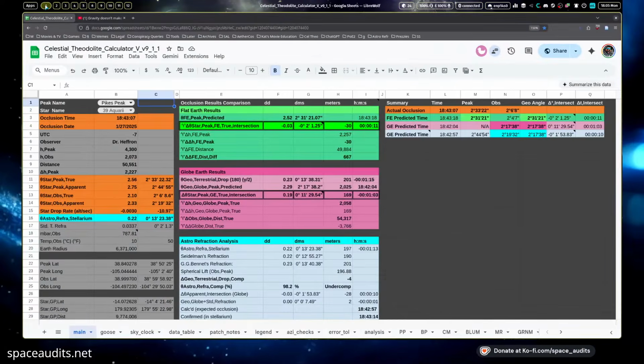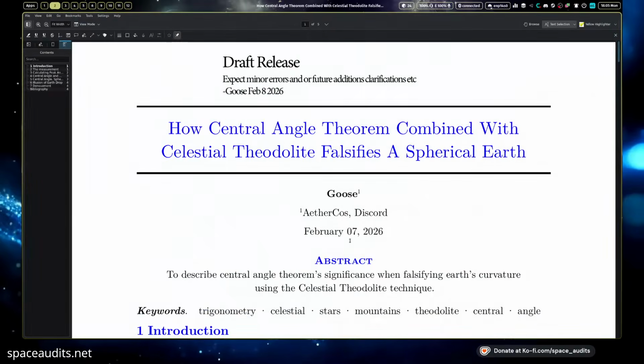But before we get into that, actually we can do that after. Remind me, there were some new stars added to the spreadsheet. We'll go over those after this. So, shout out to Goose.